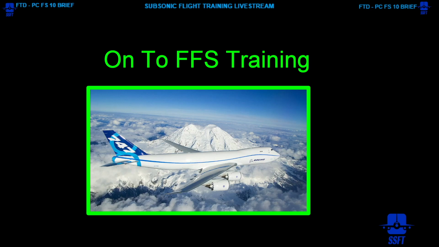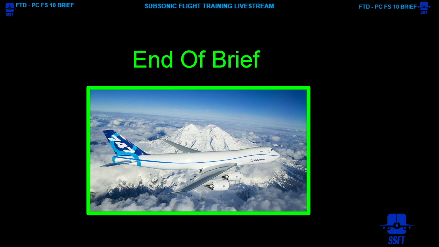That's the time when you go on to the full flight. After you've completed the full flight, you're type rated, and then you go to the Dash 8 differences. So this is usually the last lesson before you go on to full flight. Okay, that completes FTD-PC FS number 10 brief. Yeah, that's what I just said.